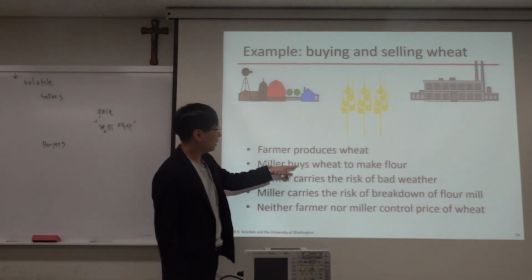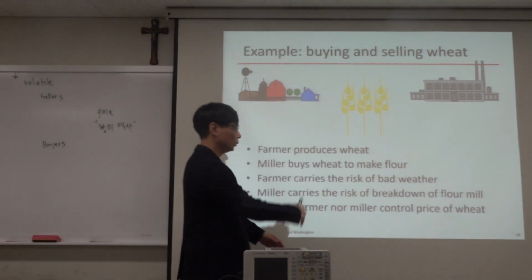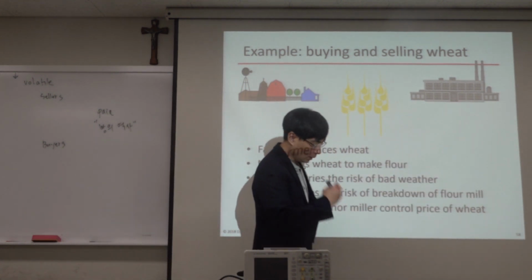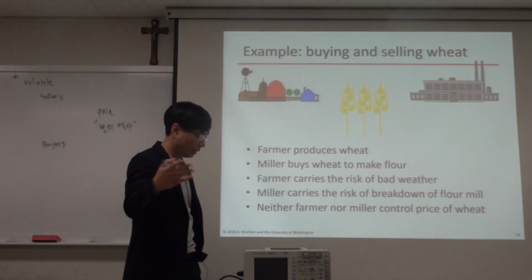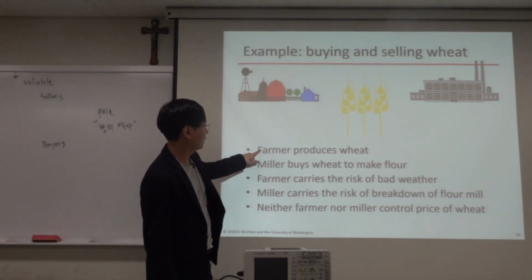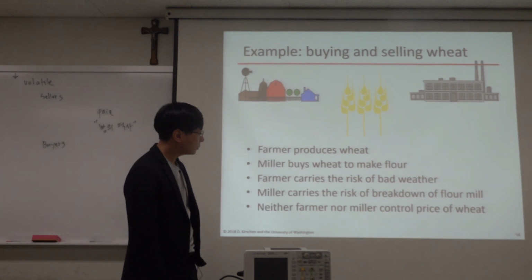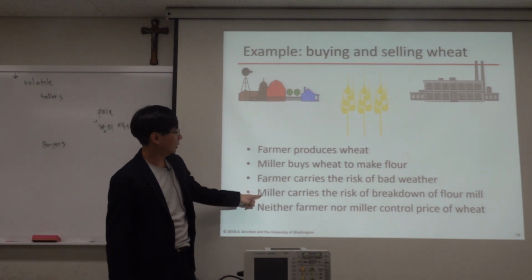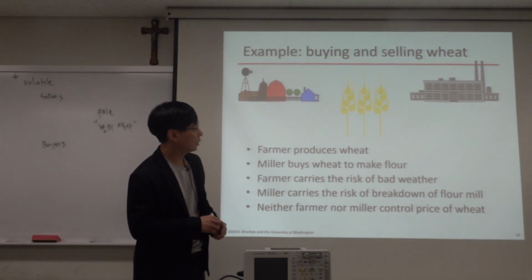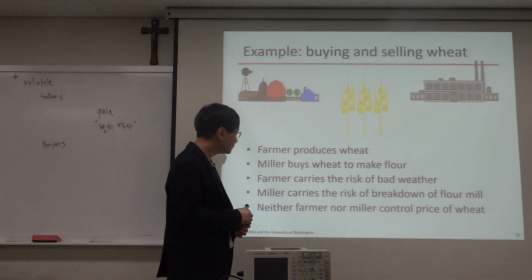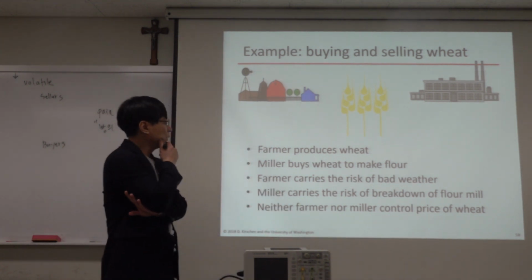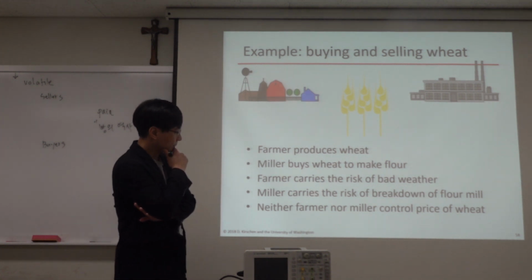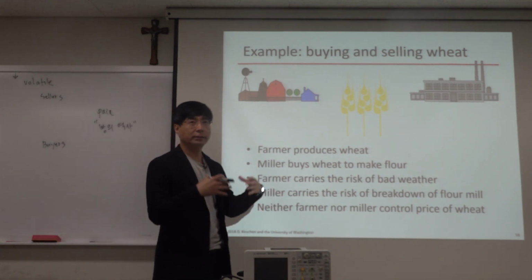Anyway, the miller buys wheat to make flour, and maybe sells it to a bakery so that they can make bread. Here the farmer is a seller and the miller is a buyer. The farmer carries the risk of bad weather, and the miller carries the risk of breakdown of the flour mill. And neither the farmer nor the miller controls the price of wheat. That means they are not big enough.